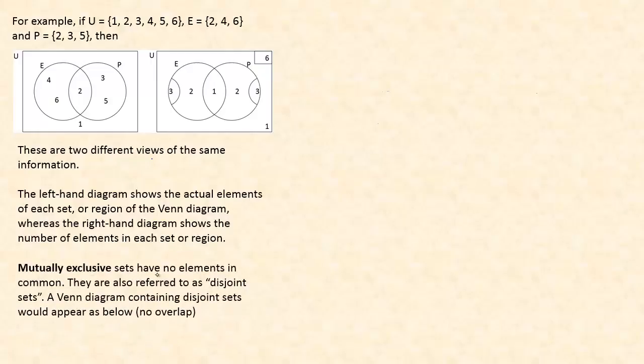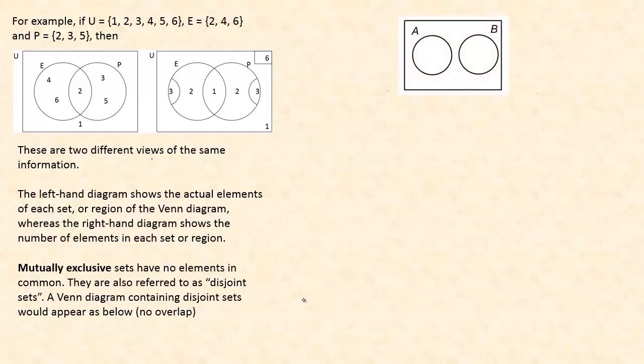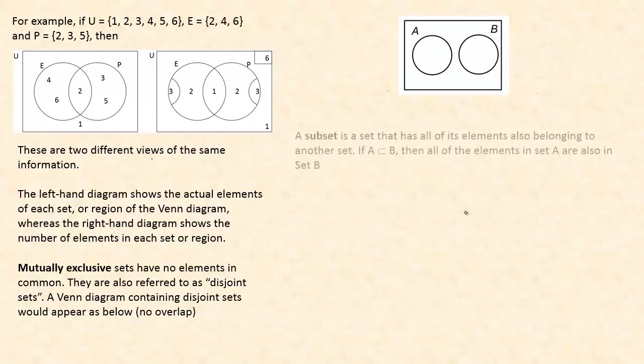Mutually exclusive sets have no elements in common. They are also referred to as disjoint sets, and you need to be aware of the terminology here. You need to know what a question is saying to you. A Venn diagram containing disjoint sets would appear as below, and we can see there's no overlap if the sets are disjoint because there's no common element like we had the 2 here.